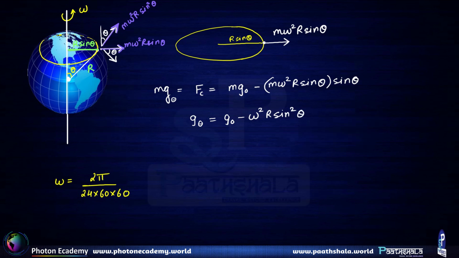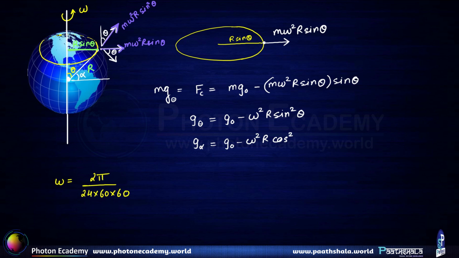Sometimes this particular angle alpha is mentioned instead of the angle theta. In such a case, we can write g alpha equal to g naught minus omega square r cos square alpha, because alpha plus theta is 90 degrees and hence sine square theta is going to be equal to cos square alpha. So these are the exact expressions for variation of acceleration due to gravity because of rotation of earth.